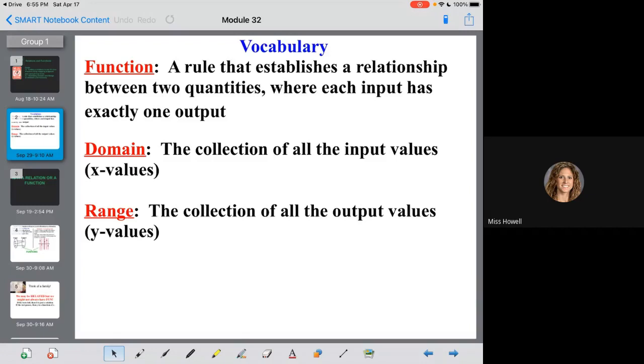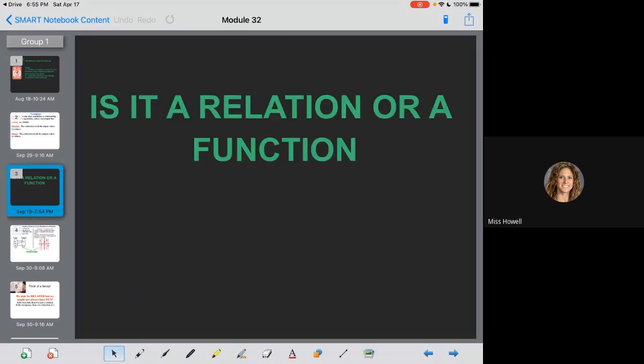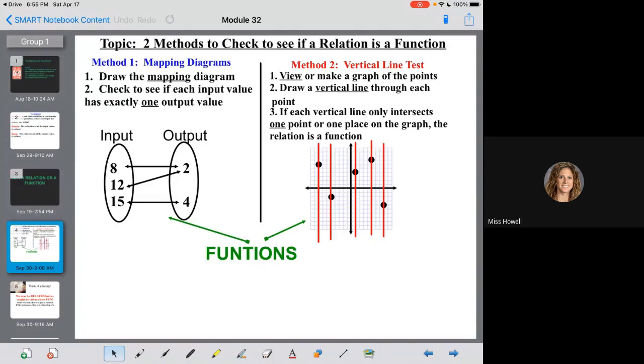We have two tests we can run to see if a relation of numbers or a set of numbers creates this special relationship called a function. So that's our goal for today. How do we run our two tests to see if a set of values is a relation or if it's a special relation called a function? Our two tests are called the mapping diagram test and the vertical line test. Go ahead, take a second here, fill in your blanks. I promise we're going to go through both tests and I will explain how to run them.